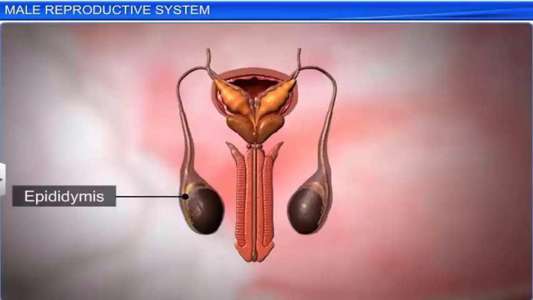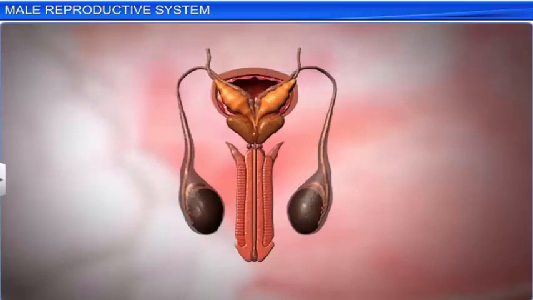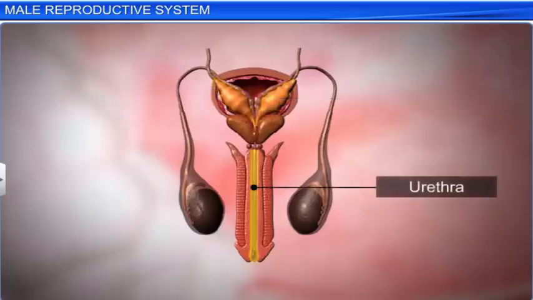The epididymis leads to vas deferens that ascends into the abdomen and curves around the ureter and loops over the urinary bladder. It extends backwards and receives the duct from the seminal vesicle and finally opens into the urethra as an ejaculatory duct.